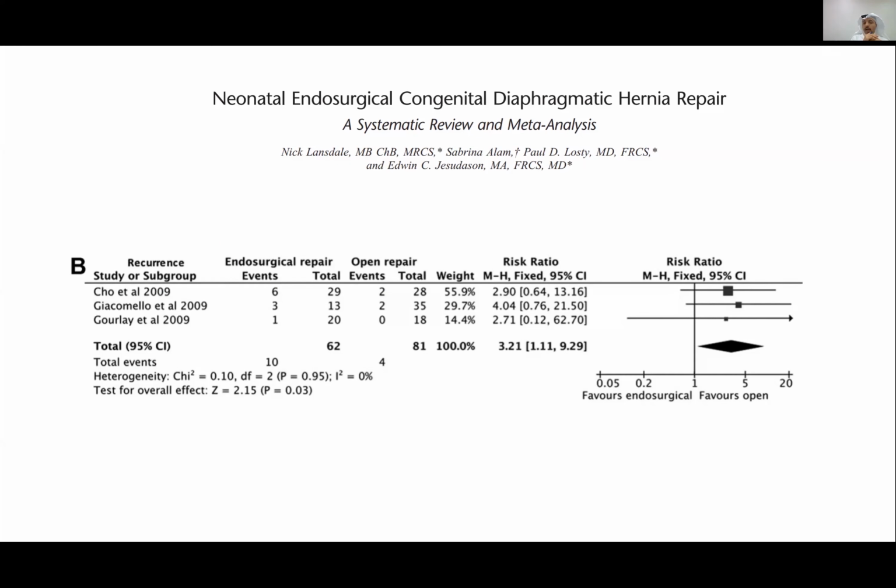What about bowel obstruction following CDH repair? It is not uncommon. It's about 10 to 15% of patients. Now, predictors: open repair has more risk of post-operative bowel obstruction. Patch repair has more risk. Liver apposition, more risk. And if you have done a LADS procedure, there's more risk of coming back with bowel obstruction.